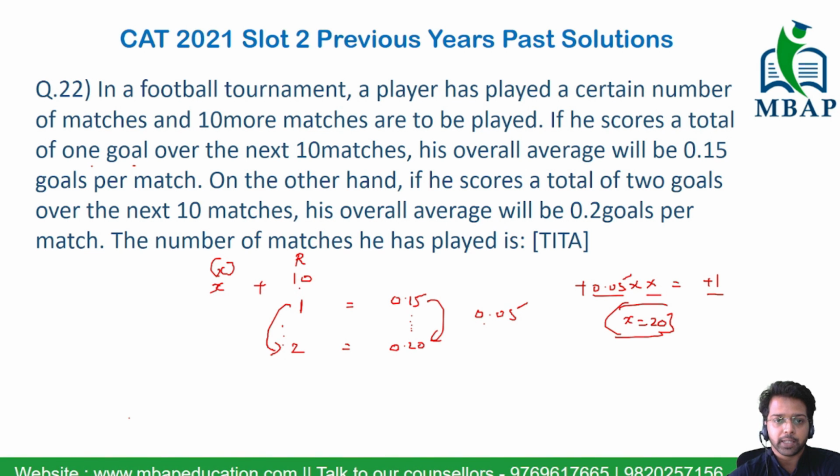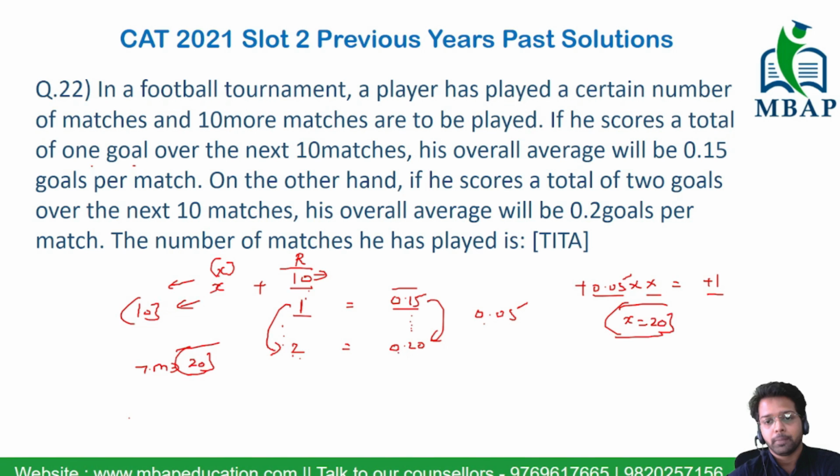Out of 20 matches, 10 are remaining. So the number of matches already played is nothing but 10. Past 10 matches have been played, and the remaining 10 matches are yet to be played. So the total number of matches in this question will be 20. What was there? X number of matches have been played, remaining is 10 matches. If you put one goal in the next 10 matches, my average will become 0.15 goals per match. Similarly, if I put just two goals, my average will become 0.2. So my average is increasing by 0.05 if I put one more goal. So my total number of matches will be 20 in this given question.